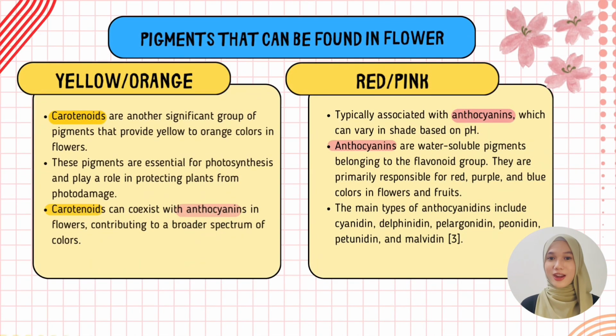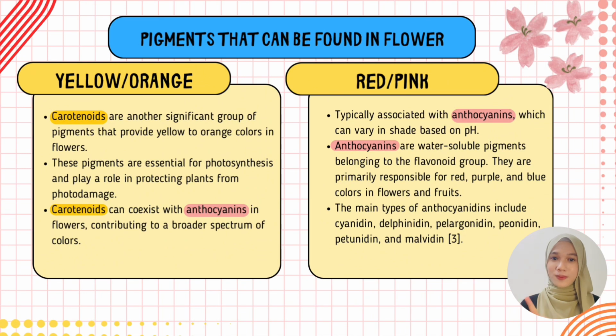Moving to the next part, which is the pigments that can be found in flowers. In general, three pigments can be found in flowers, including yellow or orange, red or pink, and green. For yellow or orange pigment, carotenoids are a significant group of pigments that provide yellow to orange colors in flowers. These pigments are essential for photosynthesis and play a role in protecting plants from photodamage. Carotenoids can coexist with anthocyanins in flowers, contributing to a broader spectrum of colors.